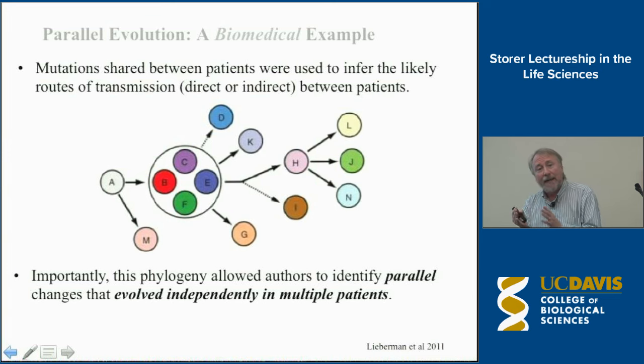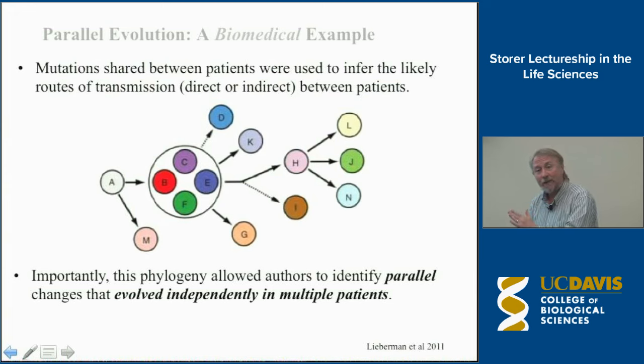So the point is, they can disentangle what might have been a mutation that happened back here and was present in all of these patients simply because it was a mutation that didn't necessarily confer a benefit, but was dragged along with the transmission process.